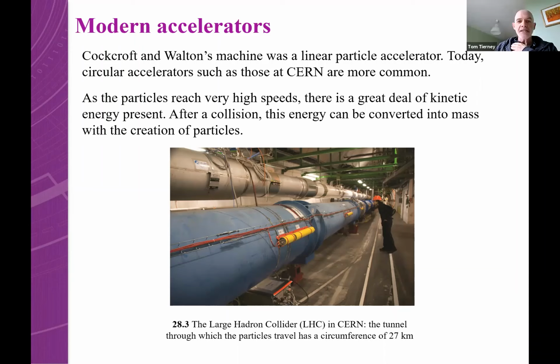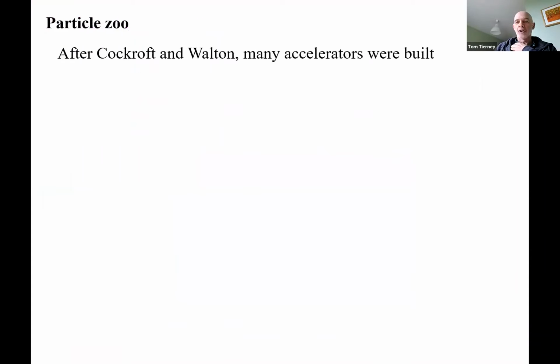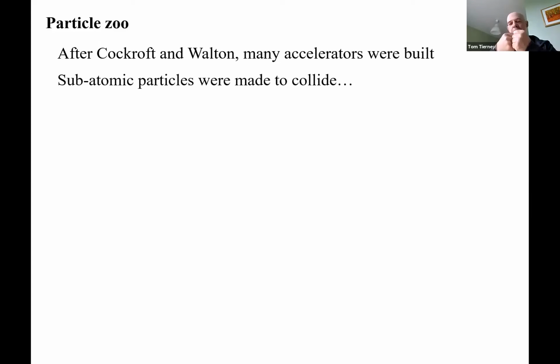So after Cockcroft and Walton, working towards CERN and what's still happening now, many bigger, better, more powerful accelerators were built. And what they did with these was basically bang particles into each other at high speed. This is all about the search for the smallest particle. So how do you find what's inside an atom? You hit it hard and see if you can break it open to see what's inside. That's what Rutherford had tried to do. He found a nucleus. Now Cockcroft and Walton had discovered you could split the nucleus open.